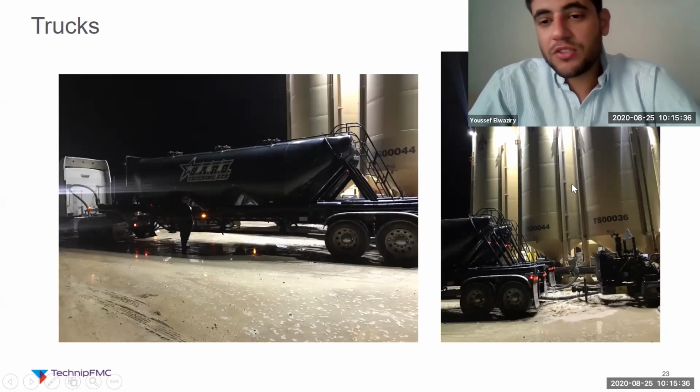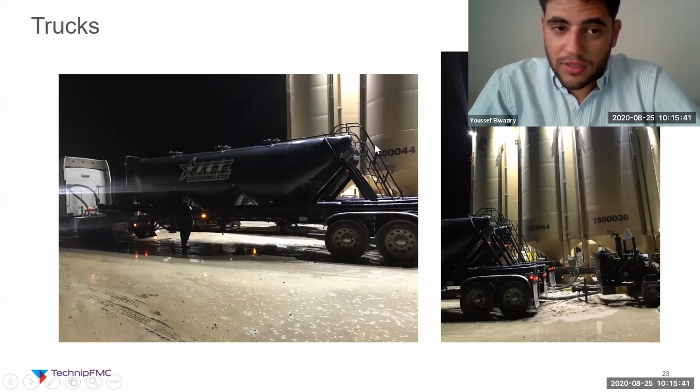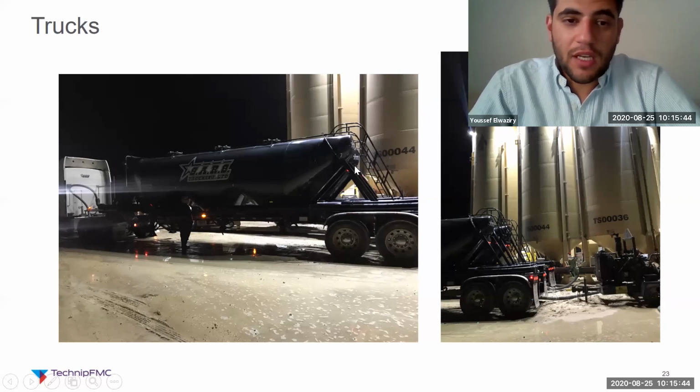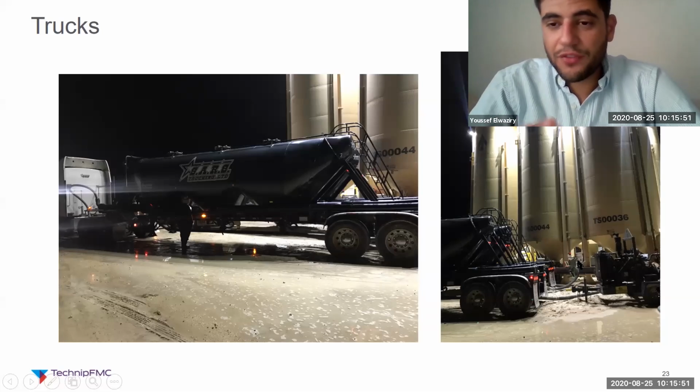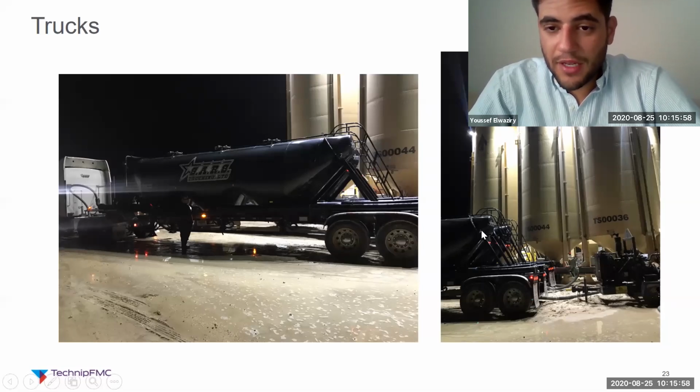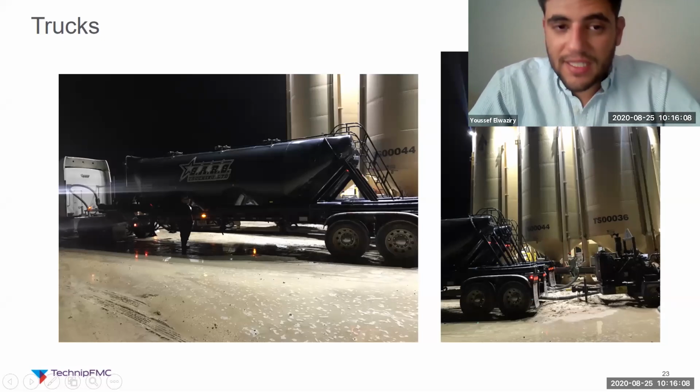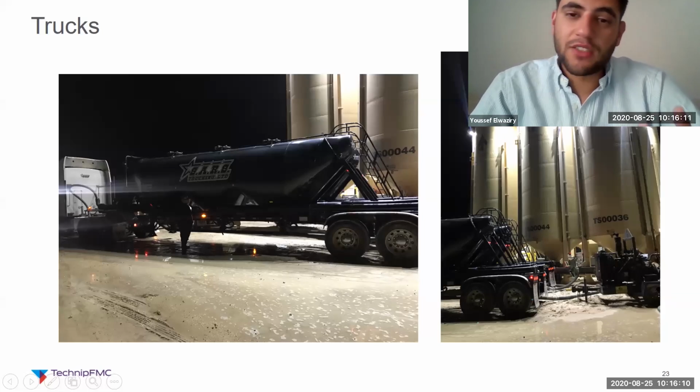Sand is transported to the silos, usually through trucks. And this is an example of a sand truck. So the sand truck backs up, and then through this hose and through a differential pressure of around 10 to 14 psi, sand would come out of the sand truck and then go up all the way on the silo and then gets dumped from the top. And that's how we keep filling these silos up with these sand trucks.